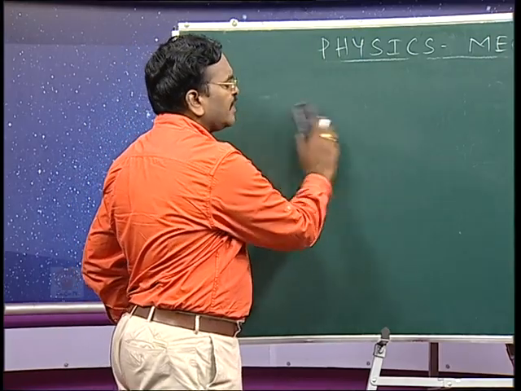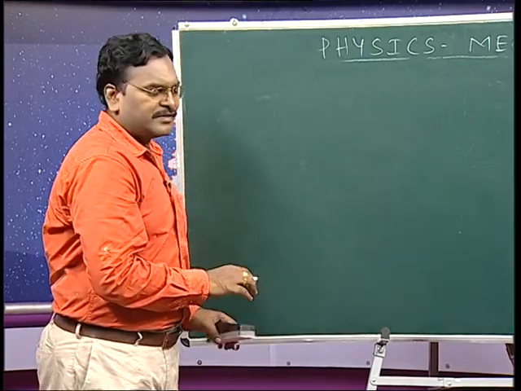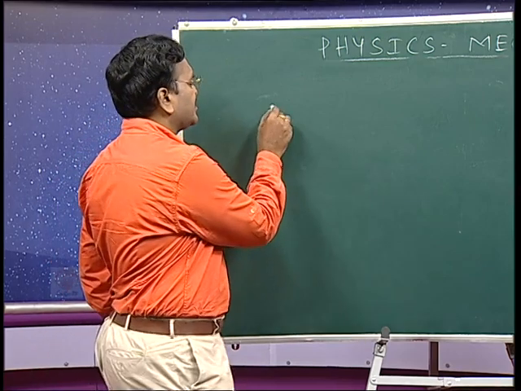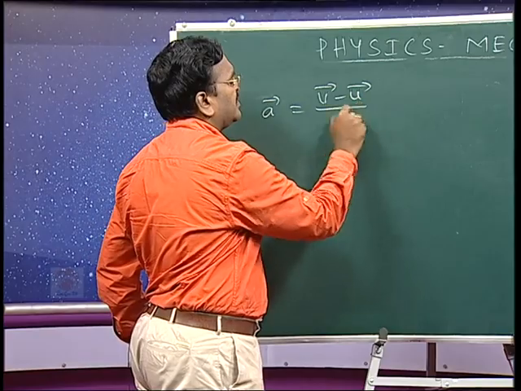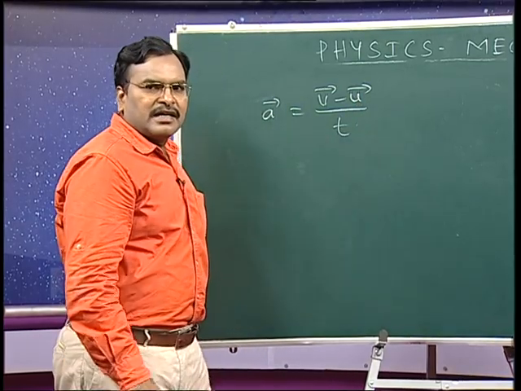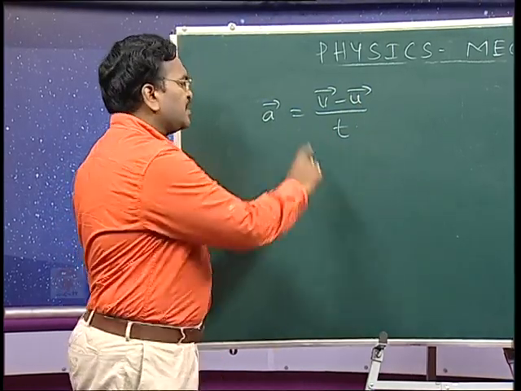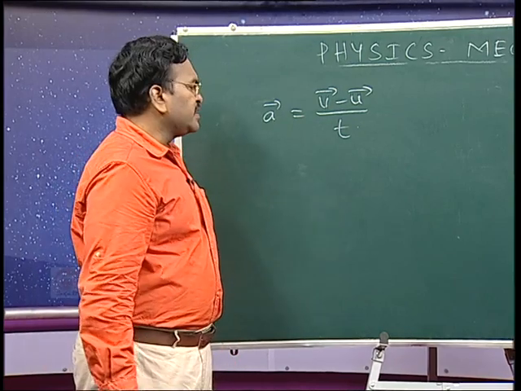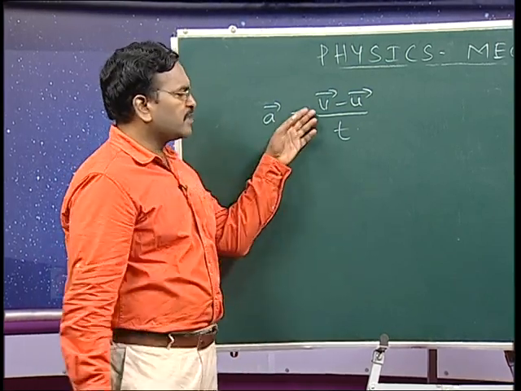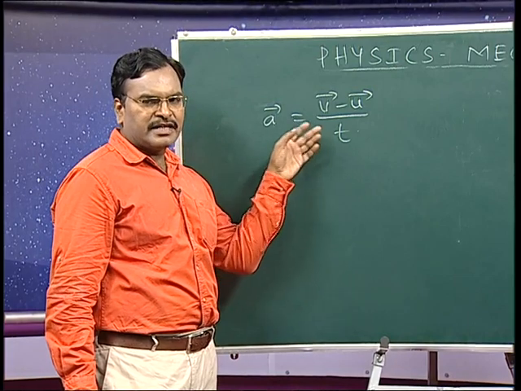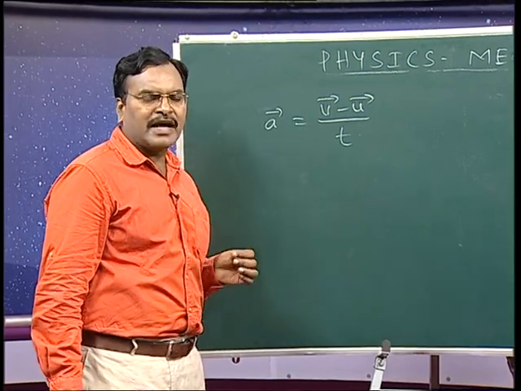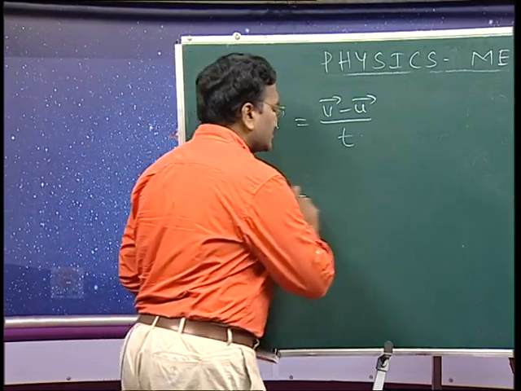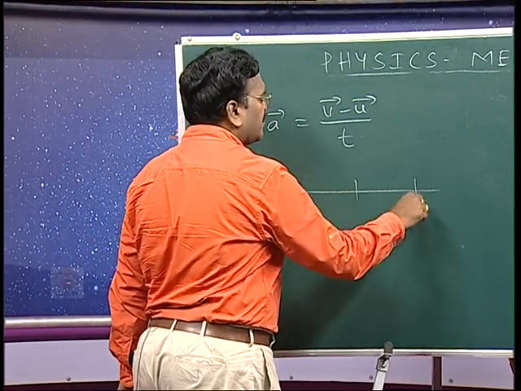And next we have acceleration. What is acceleration? Rate of change of velocity, (v bar minus u bar) by t. Here, what is v bar minus u bar? Change in velocity. What is t? Time. Change in velocity by time is called acceleration. Rate of change of velocity is called acceleration.